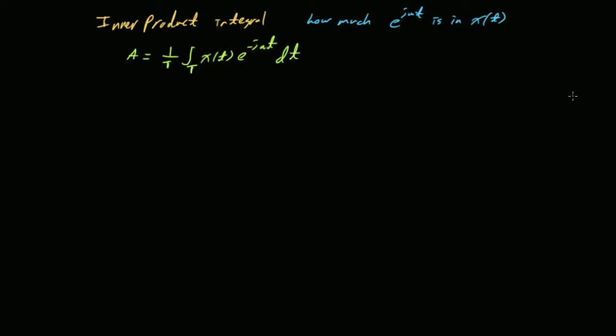So, we tested it. That was the last thing that we did on Friday, right? We tested it with a kind of dumb case. I gave you a cosine, and then we tested to see how much cosine there was in that cosine, and we got exactly what we expected.